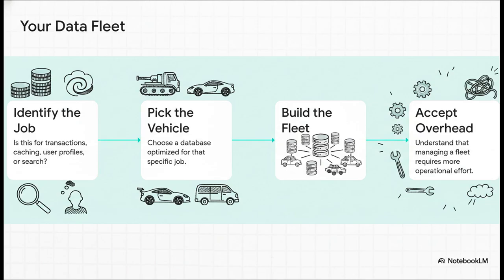So here's a simple little framework you can use. First, identify the job. What are you trying to do? Transactions, caching, search? Then pick the right vehicle for that job, the database that's optimized for that one task. Next, you combine them all to build out your fleets. And finally, and this one's really important, you have to accept the overhead. Managing a fleet of different databases is more work than managing just one, for sure. But the payoff in performance and flexibility is almost always worth it.